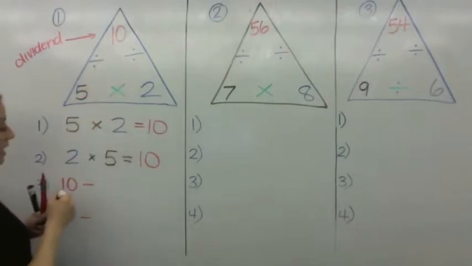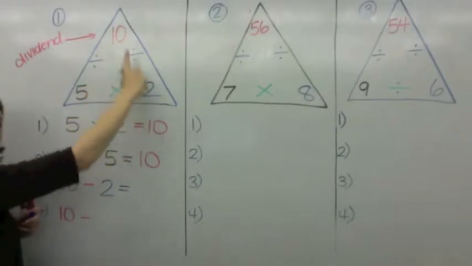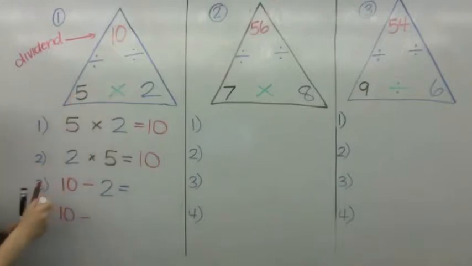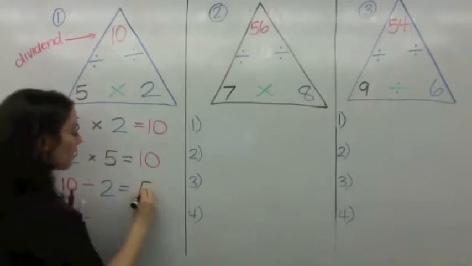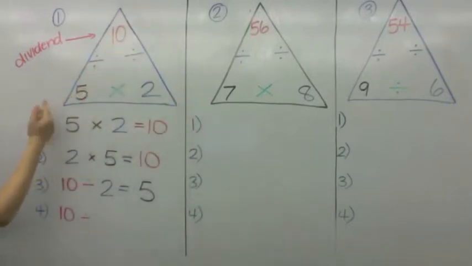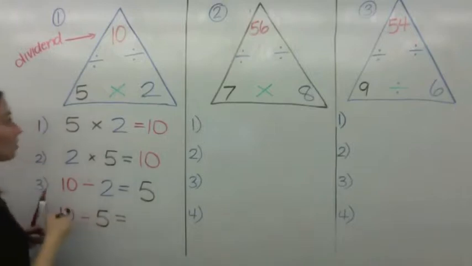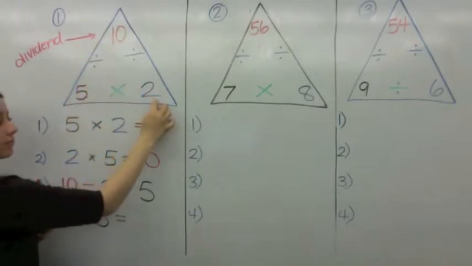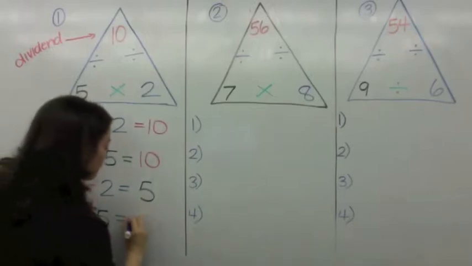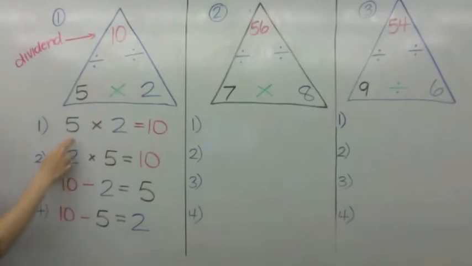So first, let's do 10 divided by 2. Well, 10 divided by 2, you're working with two of the numbers. What's left? 5. So 10 divided by 2 is 5. Now, we did the right side of the triangle. Now let's do the left side of the triangle. 10 divided by 5. So 10 divided by 5 is what, do you think? 10 divided by 5 equals 2. Very good. So this is how you use a triangle to create different equations with the same three numbers. The first two will be multiplication, and the next two will be division.